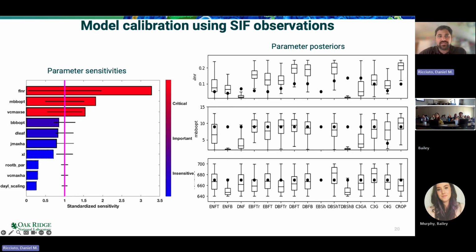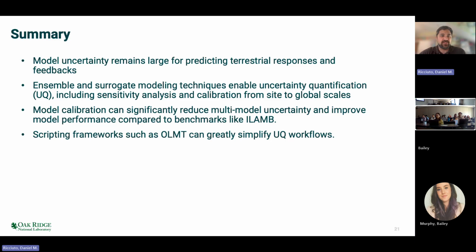So just to summarize here, model uncertainty remains really large, I think, for predicting terrestrial responses and feedbacks. So there's a lot of work to do. Hopefully some of these methods can help the different modeling groups and their models agree more and understand what's driving the differences, both in terms of model structure and model parameters. Ensemble and surrogate modeling techniques can enable this kind of UQ, and I think that can be done from site to global scales.